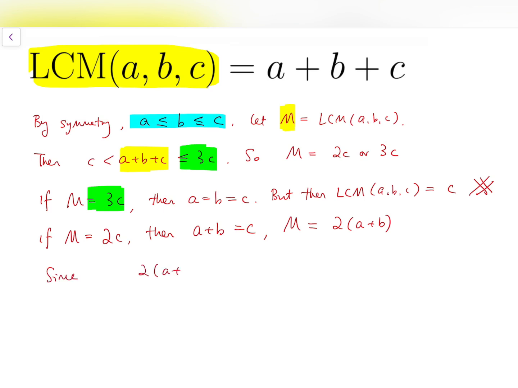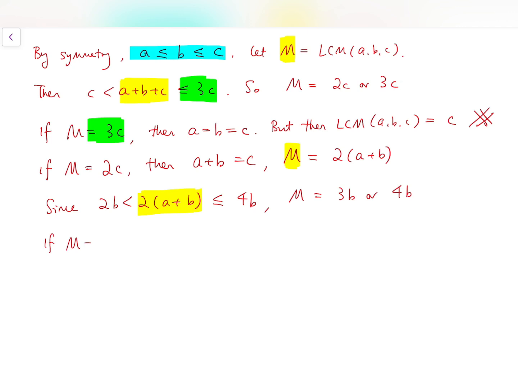Since this expression 2 times (a plus b) is at most 2 times (b plus b), that's 4b. And in terms of b, it's larger than 2b, which is already a sufficient bound again. Because they are just big M, and it has to be a multiple of b, this big M equals either 3b or 4b. And now I have two cases again.